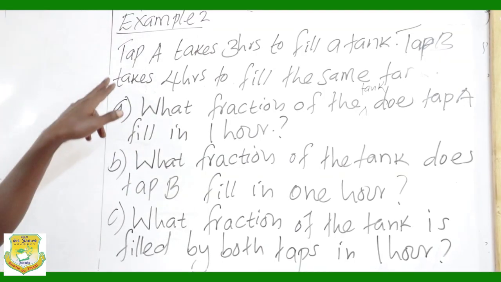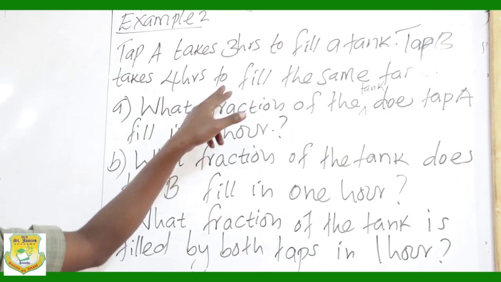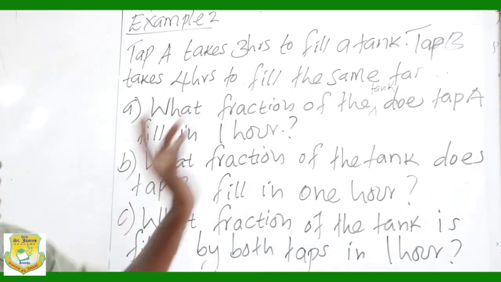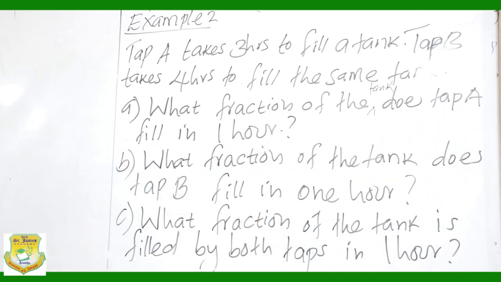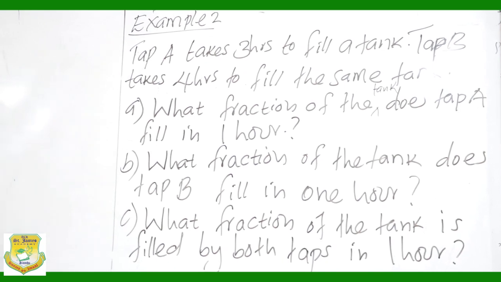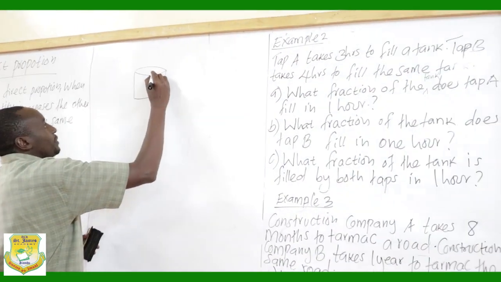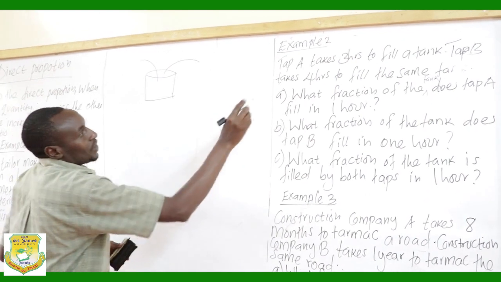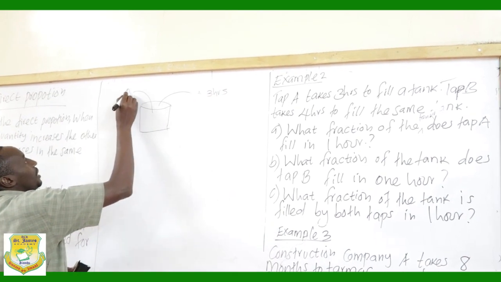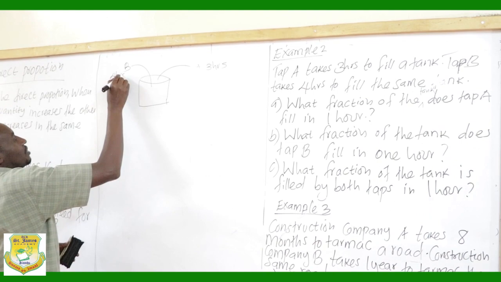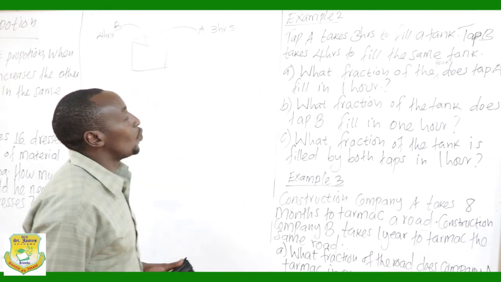Example two, the question asks, tap A takes 3 hours to fill the tank. Tap B takes 4 hours to fill the same tank. The first question, what fraction of the tank does tap A fill in 1 hour? So I can sketch here, my tank is there. We have two taps, A and B. We are told tap A takes 3 hours, while B takes 4 hours. So we go to the first question. What fraction of the tank does tap A fill within 1 hour?